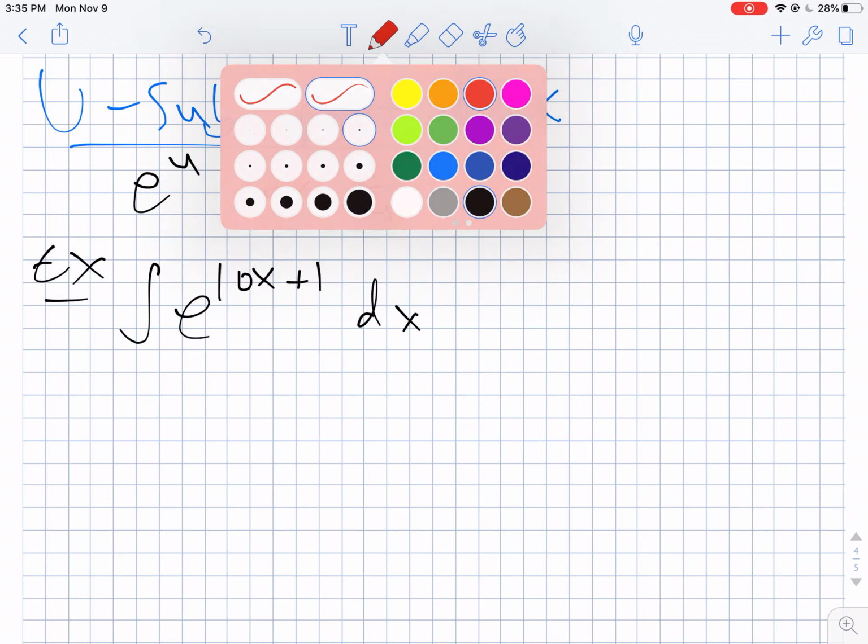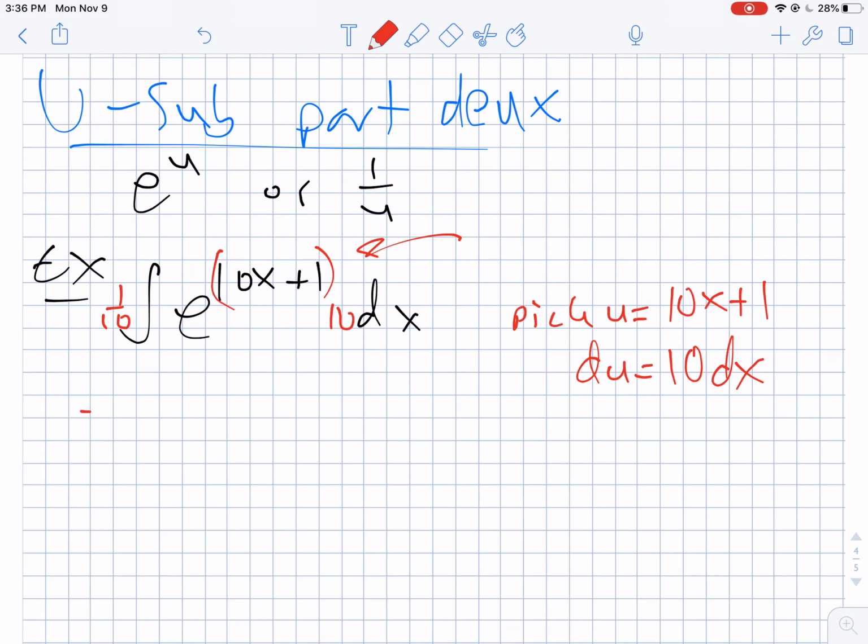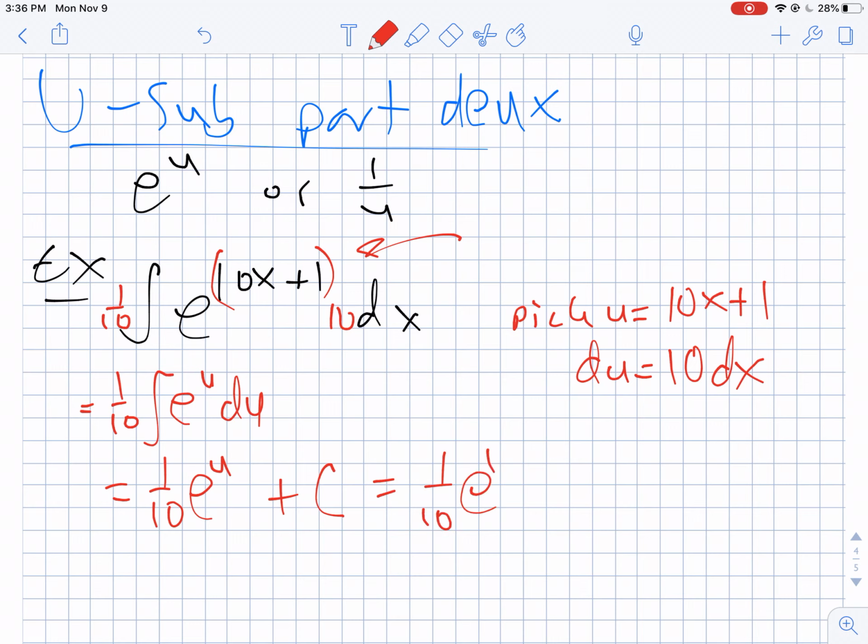So when you look at something like this, you should think, okay, what is up in my power? Like the 10x plus 1 is in parentheses. So that's what you want to pick u to be. So I'm going to pick u to equal 10x plus 1. All right, well, the derivative of that is just 10 dx. So we put a 10 here, we put a 1/10 in front. That's a constant, so I can do that. So this is 1/10 integral e to the u du. So that's just 1/10 e to the u plus c. Which is 1/10 times e to the 10x plus 1 plus c.